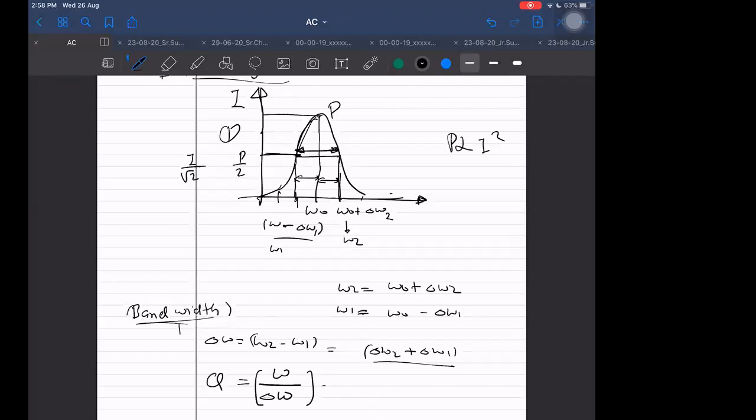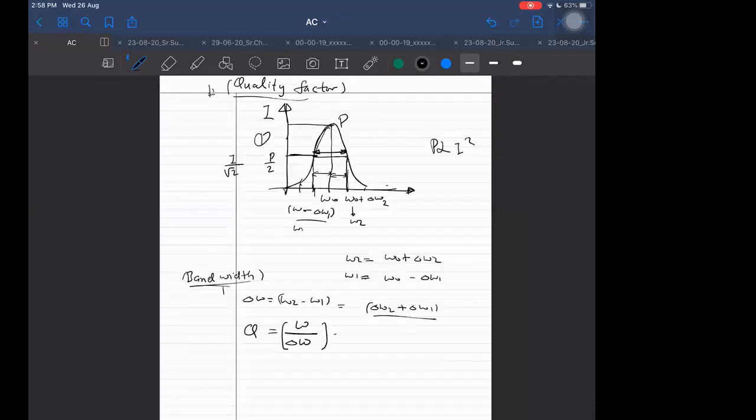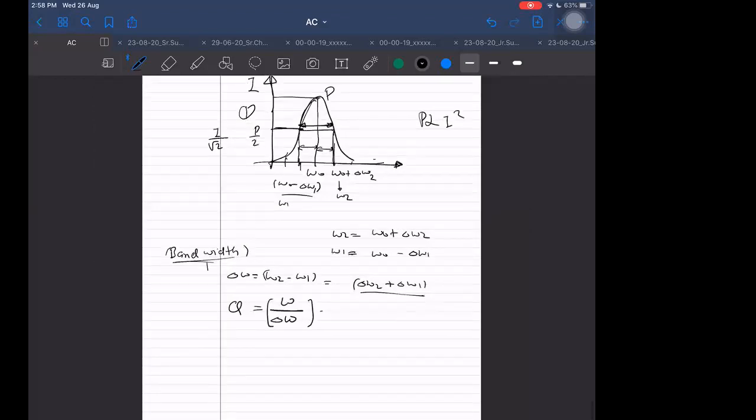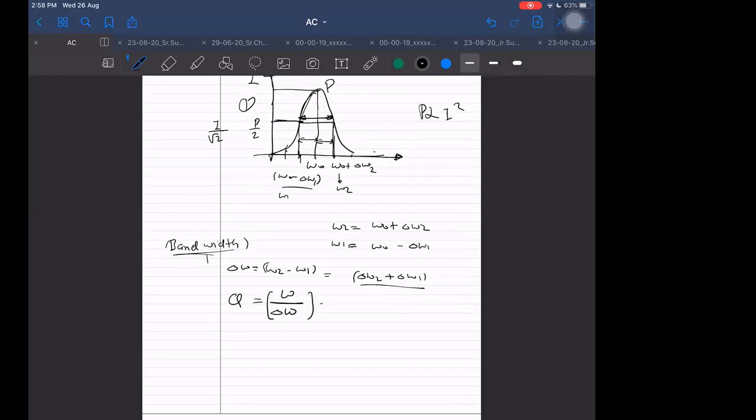But how to find it out? How to find omega naught by delta omega in a series RLC circuit? Can you find it out? How to find delta omega, first of all? How to find out the place where the power becomes half, or the current becomes 1 by root 2?